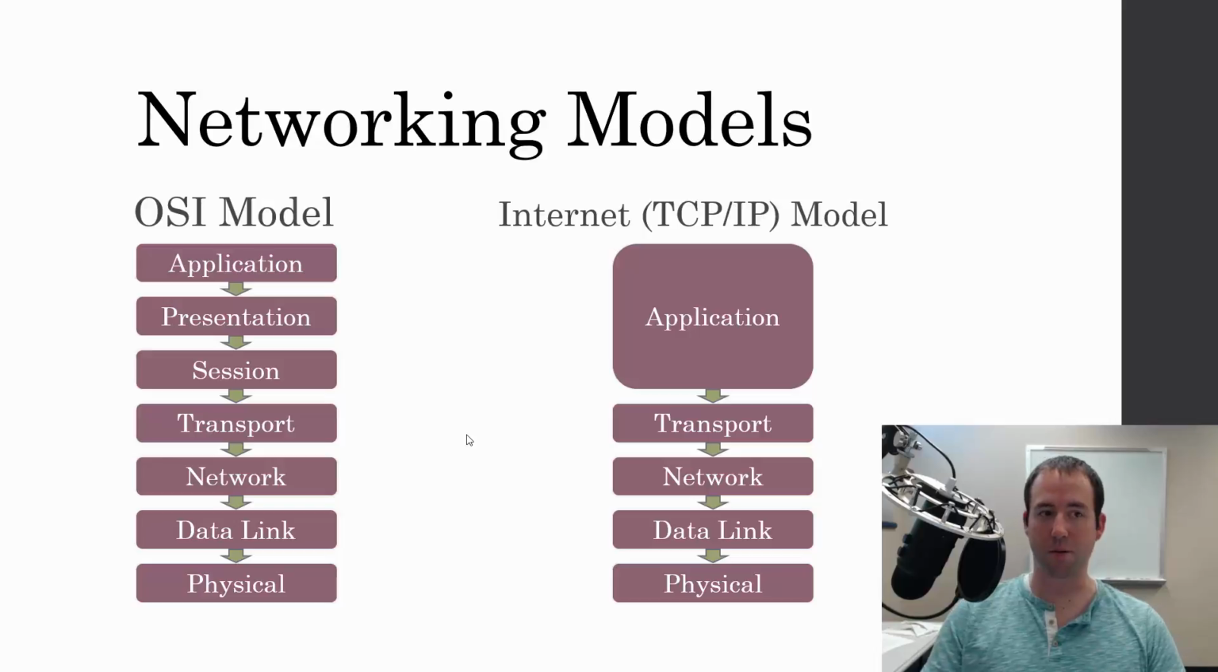Now, if you'll notice, comparing the OSI model and the internet model, the main difference is that there is one big fat layer in the internet model that is comparable to the top 3 layers in the OSI model. And there are a few different reasons for that. We're not going to go into specifics here, but I find that the TCP/IP model is a little bit simpler, and it represents everything that we need to know when we talk about networks.